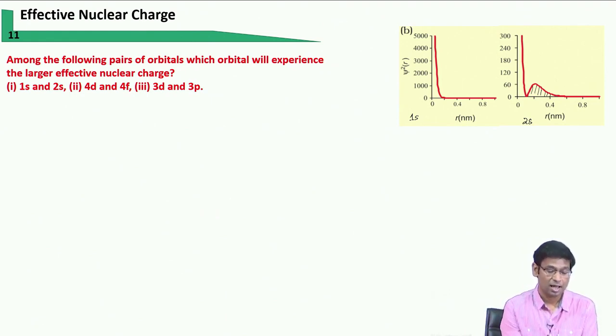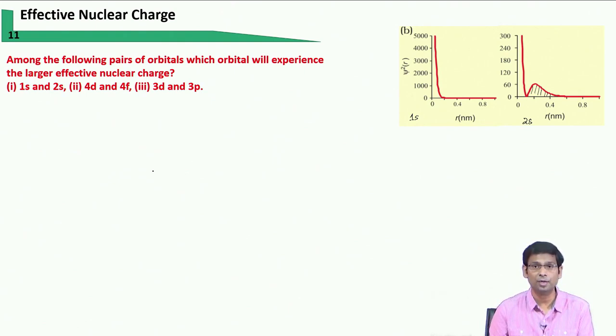Now, this question asks, among the following pairs of orbitals, which orbital will experience the larger effective nuclear charge? What is effective nuclear charge? The nucleus has protons, which provide a positive charge at the center, and this positive charge holds together the electrons around it. If more and more electrons are added to a fixed amount of positive charge, the electrons will start experiencing less of this nuclear charge, because many electrons are competing with each other for the same source of positive charge.